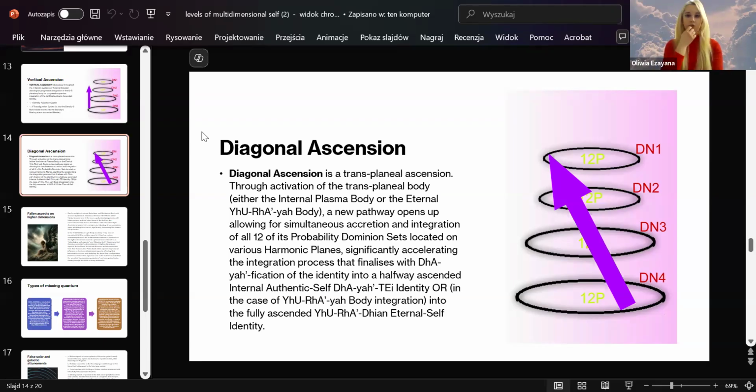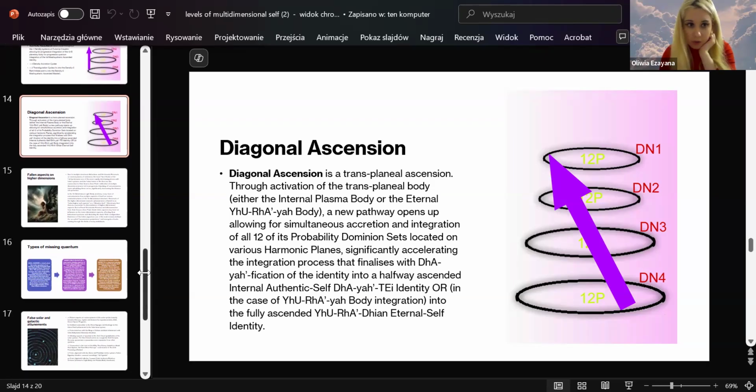So the diagonal ascension allows you to go in this direction, where you're integrating not just the dimensional planes, but you're going much quicker, and you're also integrating the other probabilities on the way. So I hope that makes sense. It's kind of like going not on a vertical, but on the diagonal line that allows you to reach the goal much quicker. So the diagonal ascension is basically about the plasma and the urea body activation, and then uniting all the aspects of your identity into the common core, which is usually the Ura point.